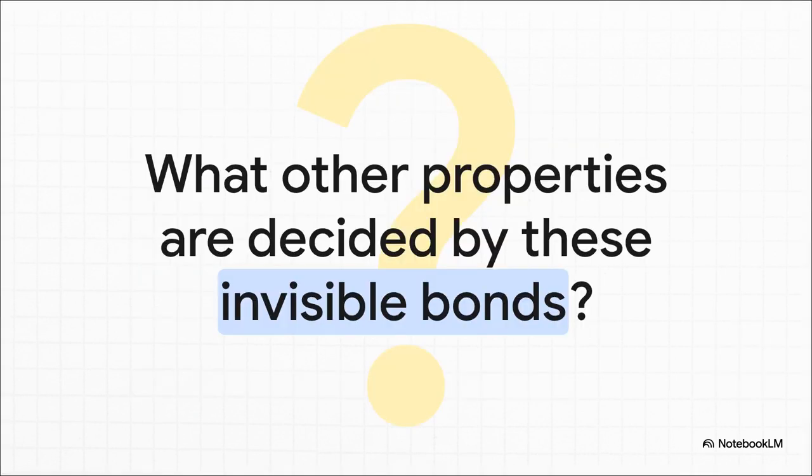So I'll leave you with this final thought. We just saw how bonding determines if something can conduct electricity. But what else? What about the insane hardness of a diamond, or the boiling point of water, or even the color of a gemstone? Yep, all of those things are also written in the language of chemical bonds. This invisible quest for stability is literally the architect of the physical world we experience every single day.